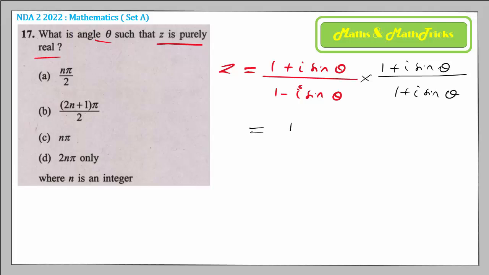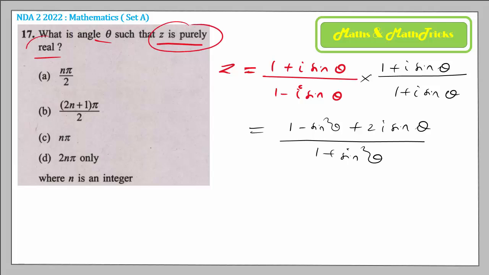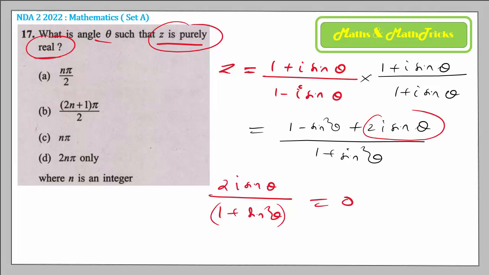What do you get by multiplying 1 plus i sin theta? In the numerator you will get 1 plus i square sin square theta, which will be minus sin square theta, and plus 2i sin theta. The denominator will be the a square minus b square identity, and because of i square it will become plus, so 1 plus sin square theta. So the real part you can see, the imaginary part you can see. When will it be purely real? When the imaginary part is 0. So what is the imaginary part? This: 2 sin theta upon 1 plus sin square theta has to be 0. This is a positive number, so it cannot become 0.